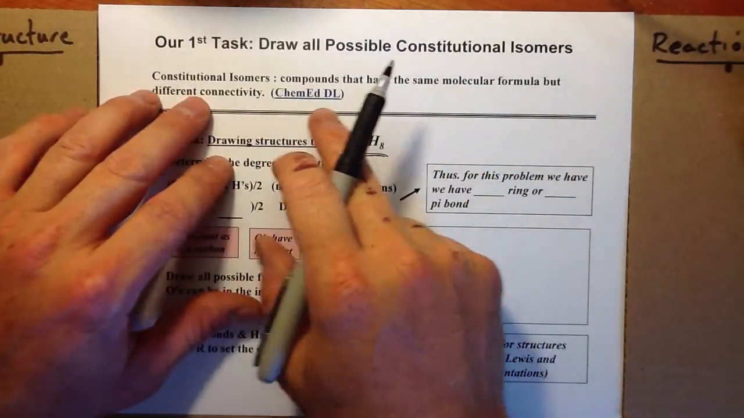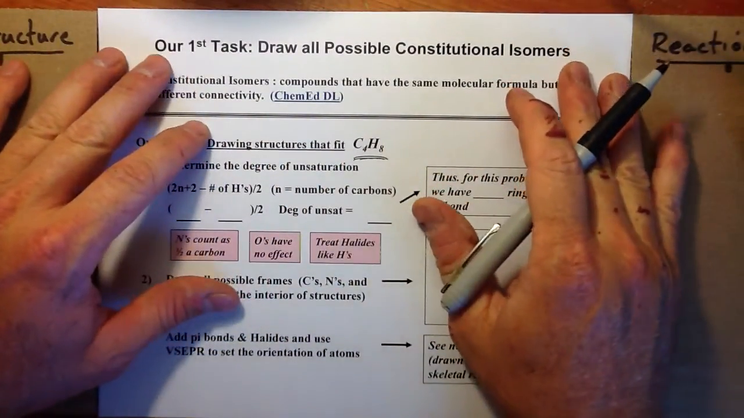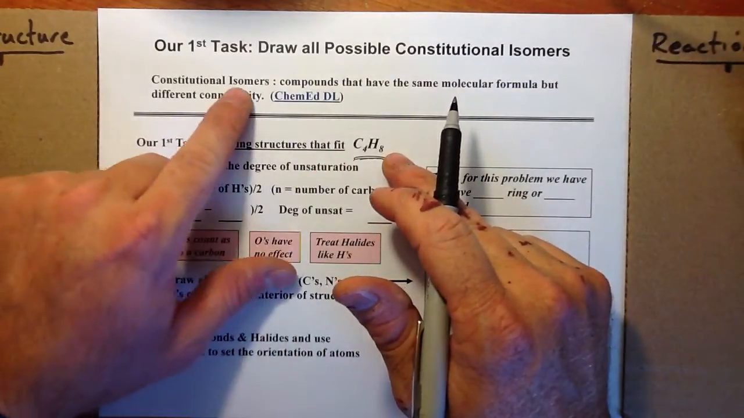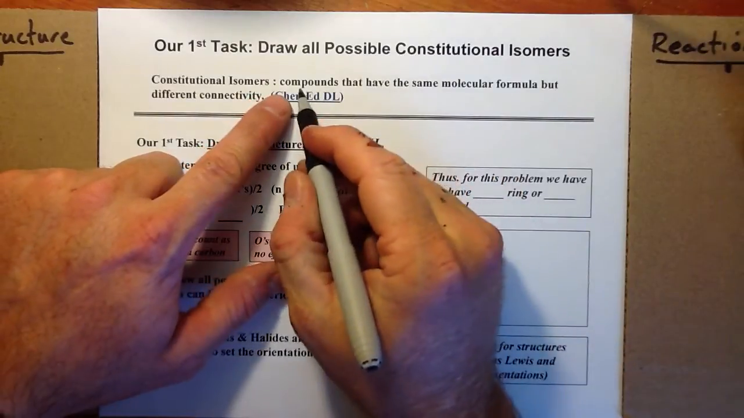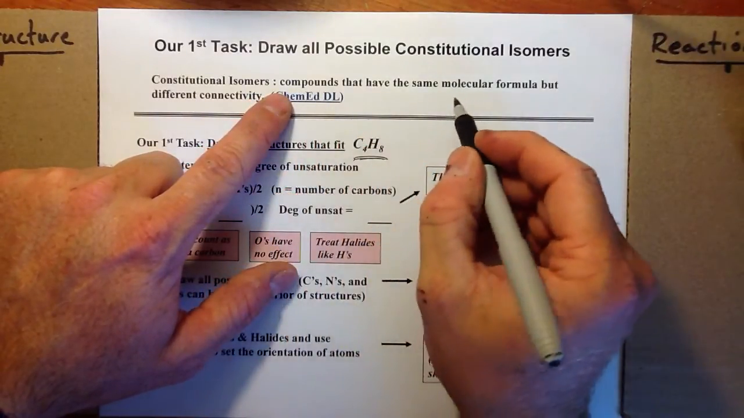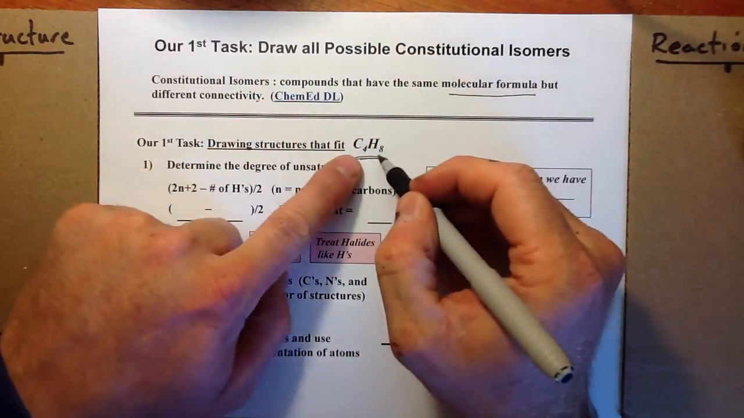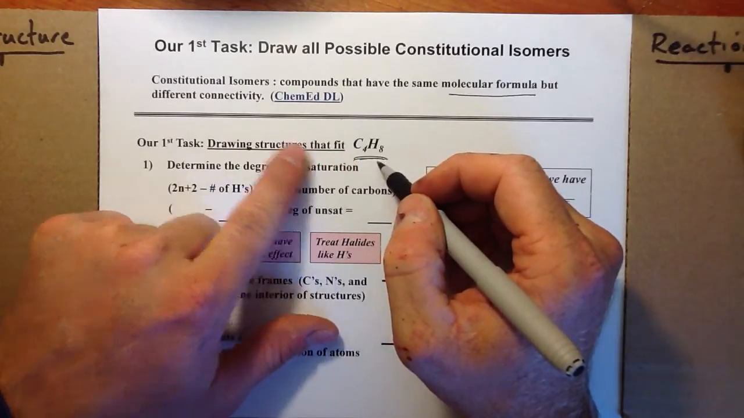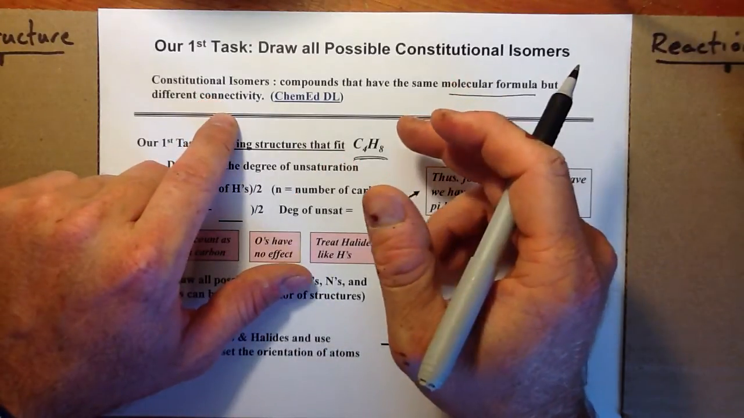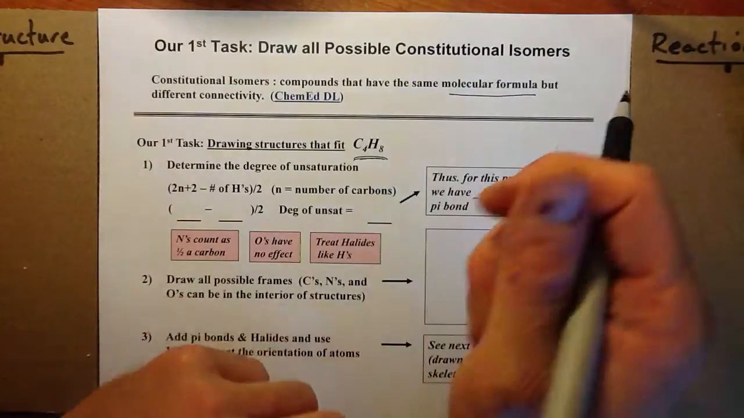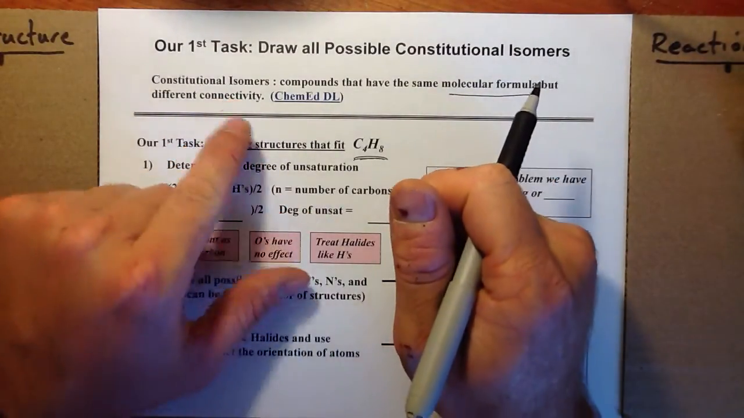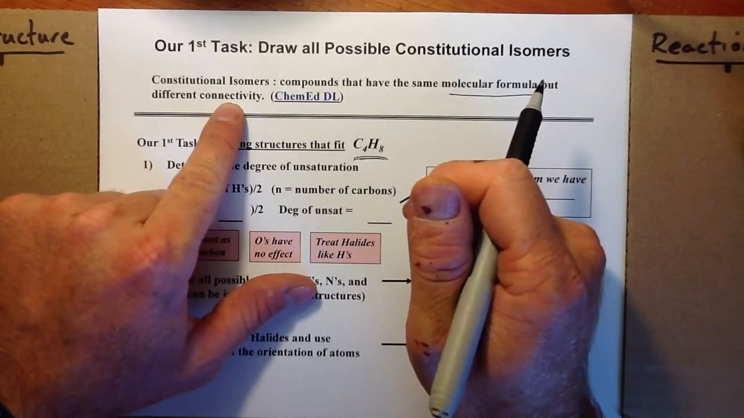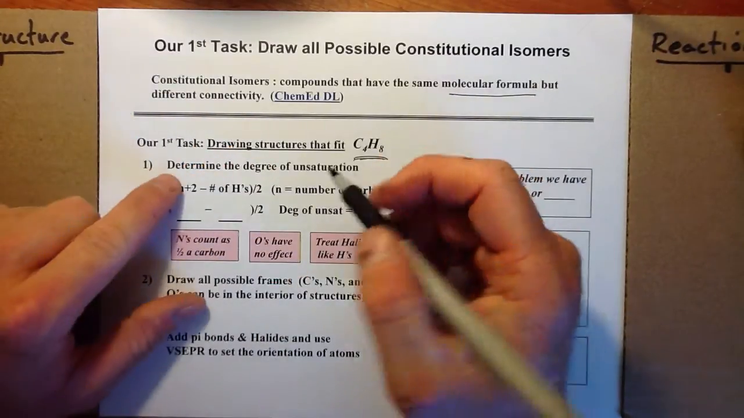And just so we know what we're drawing as different structures that fit this formula, what we're drawing are what we call constitutional isomers. Those are compounds or molecules that have the same molecular formula, in this case C4H8, but different connectivity. I'm not talking about where things are in space, but who's connected to whom. So let's go through our three steps.